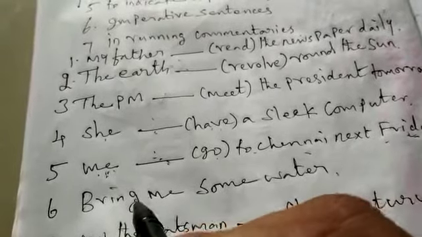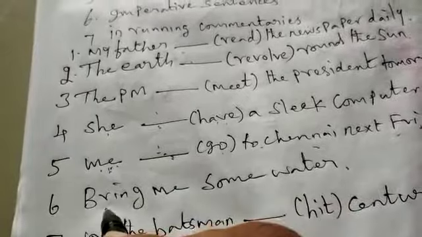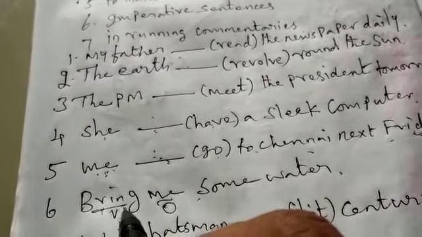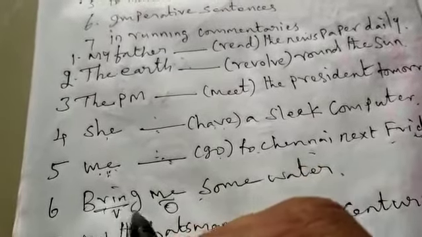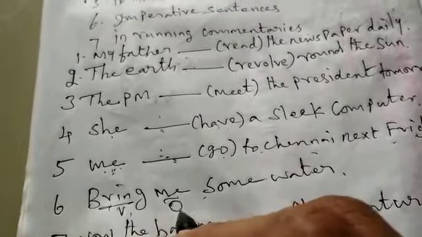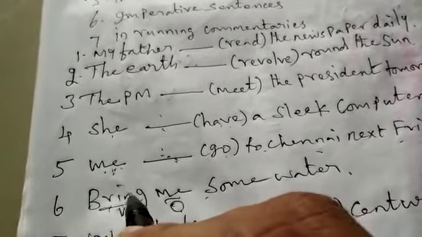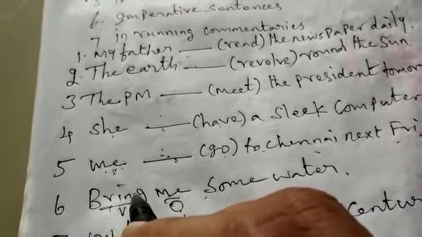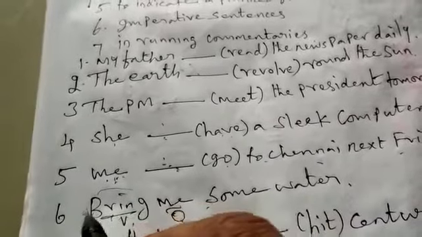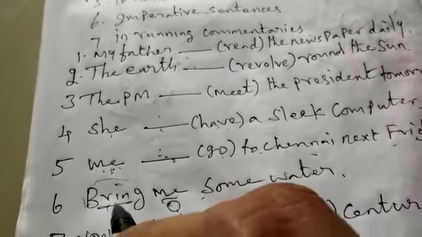எனக்கு கொஞ்சம் தண்ணி கொண்டு வாங்க. Bring me some water. Imperative sentence, bring, verb, me, object. The sentence comes in the structure of imperative sentences. In imperative sentences, we must use simple present tense. As per the rule, the verb bring comes here in simple present tense.